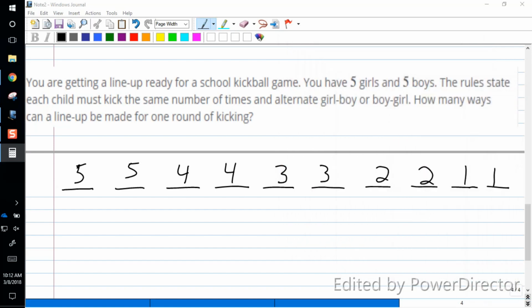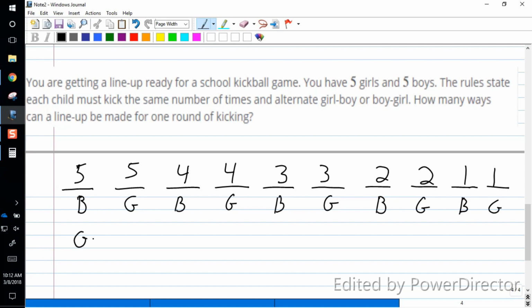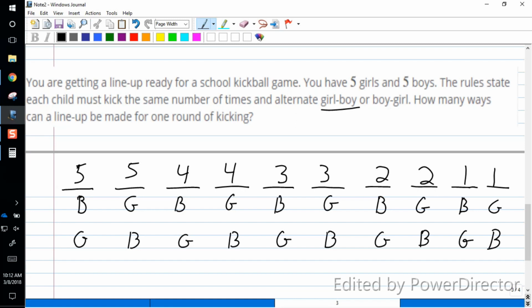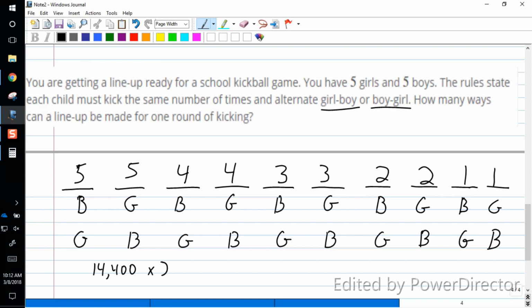Okay, so this would be the way, like if we went boy, girl, boy, girl, boy, girl, boy, girl, boy, girl. Okay. So then you have girl, boy, girl, boy, girl, boy, girl, boy, girl, boy. So that's two different ways to line it up because it says you can alternate either way. So that's why it's 14,400 and then times 2 would be 28,800.